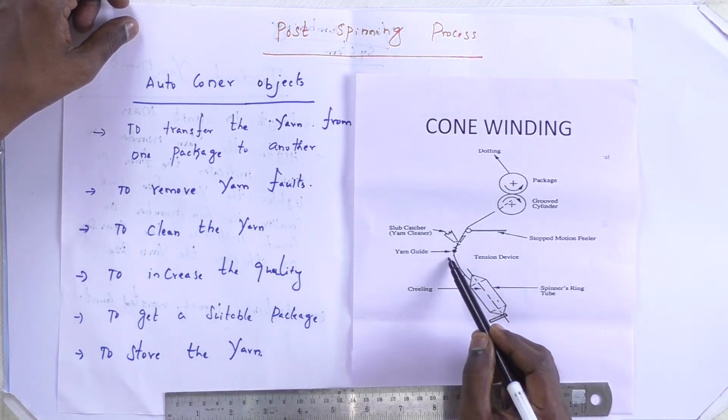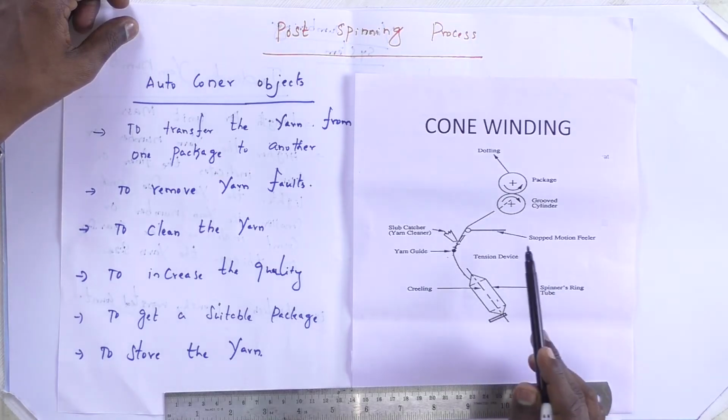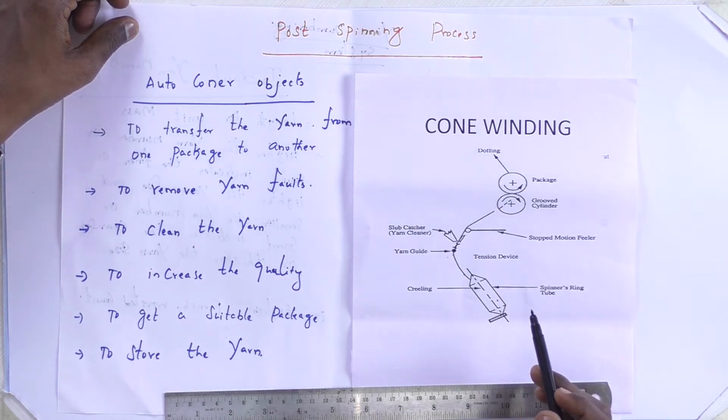Then the tensioning device and slub catcher. The slub catcher is normally called the EYC equipment, electronic yarn clearer equipment. It cuts the yarn whenever the diameter is more than normal, and there is also a stop motion wire which stops the machine whenever the package gets filled. Automatic doffing is also available, which is used to doff the full packages and replace the empty tubes. These are the advantages of the autoconer compared to the normal cone winding machine.